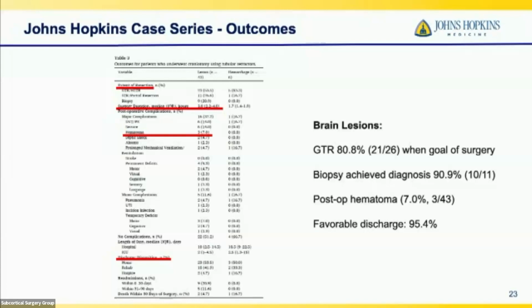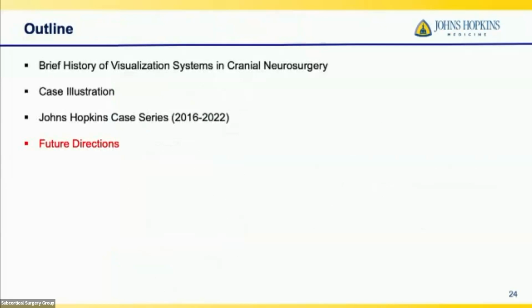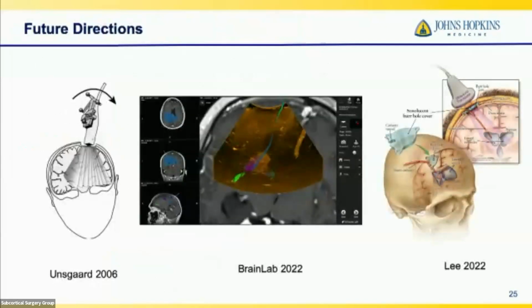There was some rate of post-op hematoma, as opposed to what you'll sometimes see in the literature of rates of 0. So we weren't exactly 0, but pretty close at 7%. But none of those patients needed to be taken back to the operating room, none had deficits, and all were managed medically. And favorable discharge, meaning home or rehab, was possible for 95% of patients, which I think again speaks to patient selection. In terms of future directions in this last minute, I think a few things.